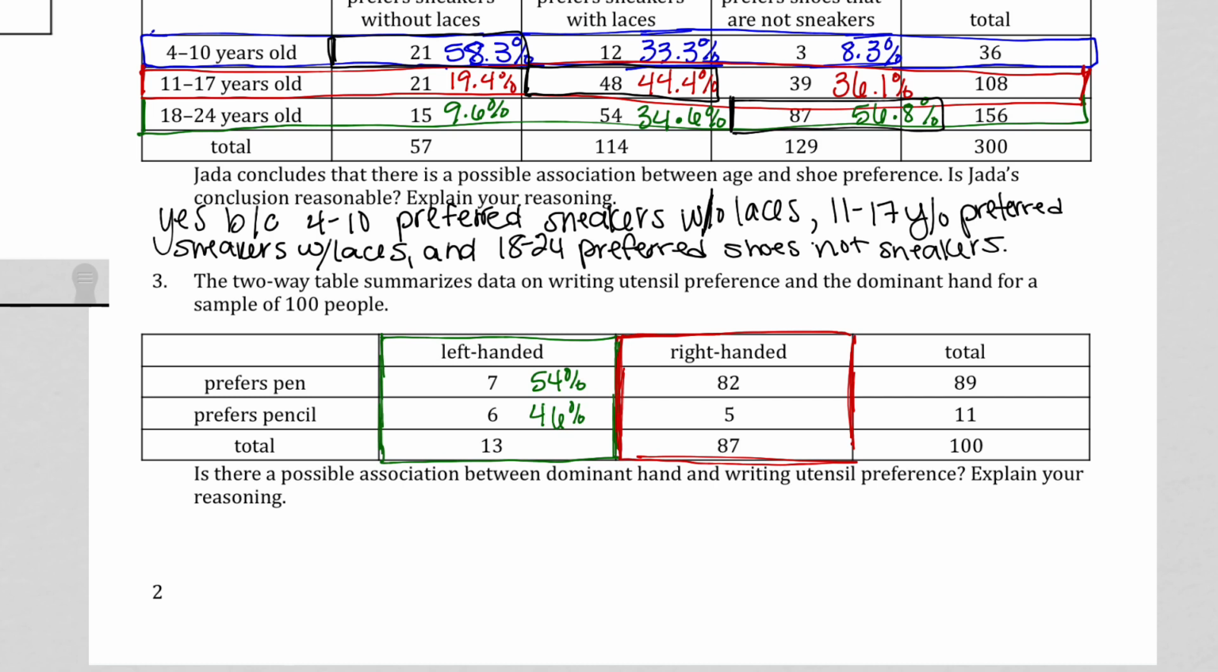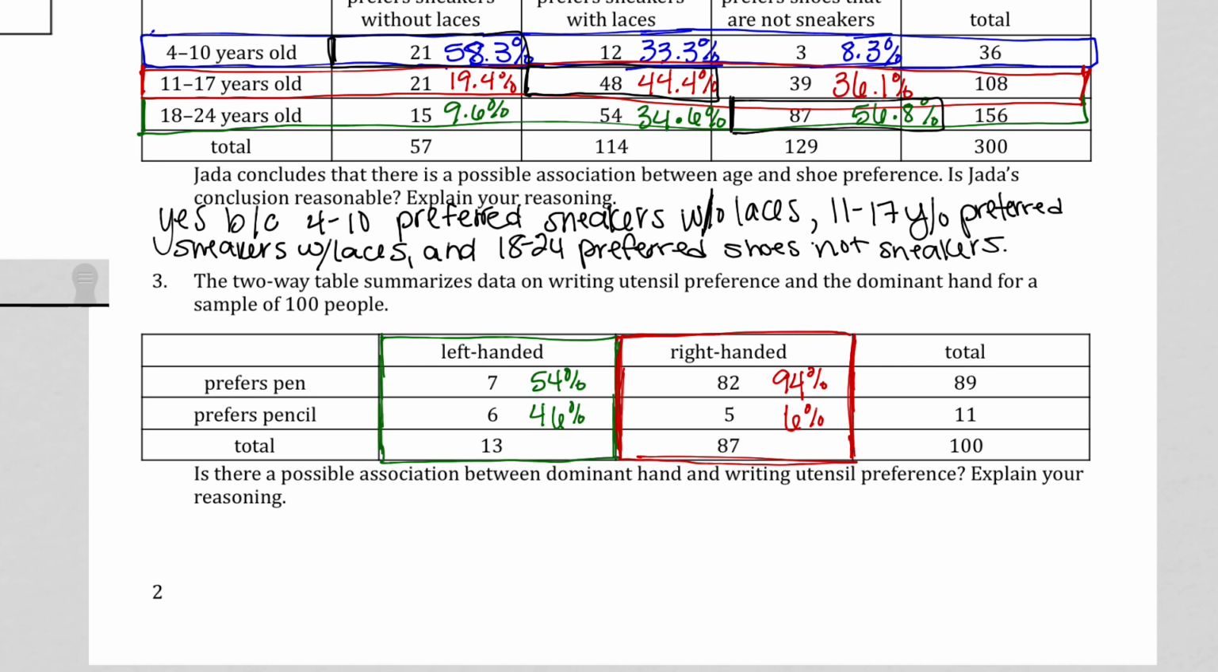So is there a possible association here? If you're left-handed, are you going to automatically prefer pen or pencil? I mean, kind of, because when you're left-handed, your hand can smudge the pencil. You can smudge the pen too. Like gel pens. Okay, what about right-handed? Does it look like that one's close to half? No. Why not? Because 8.5. They're completely different. So this is going to be 94%. And this one will be 6%.